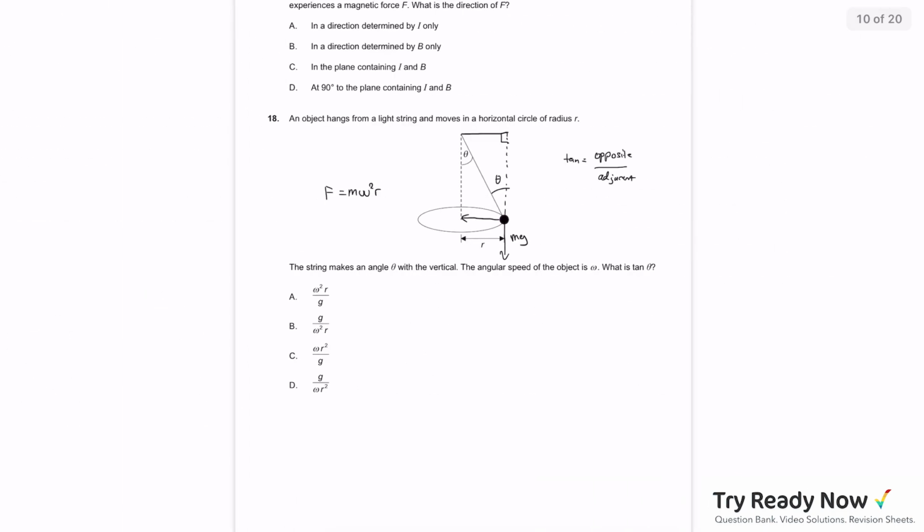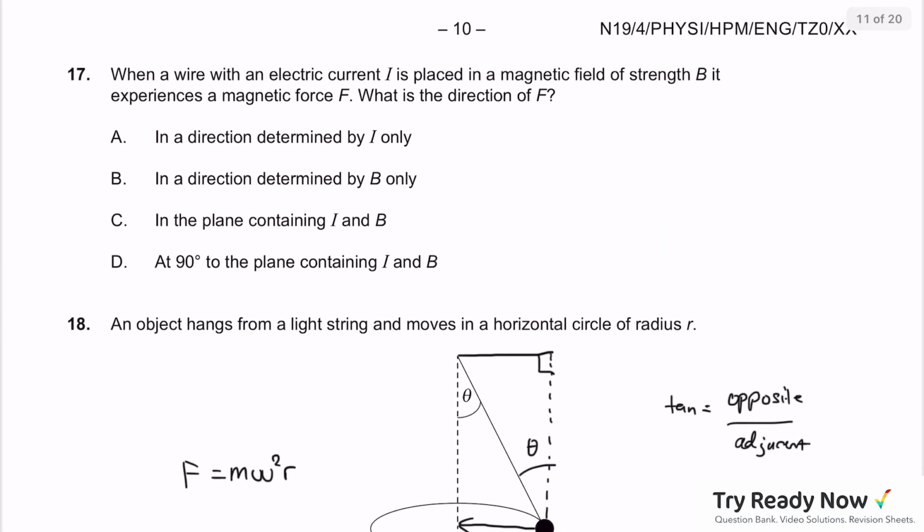Now moving on to question 17. In question 17, we have a wire with an electric current I placed in a magnetic field of strength B, experiencing a magnetic force F. What is the direction of F? For this kind of question, we should already know by heart that the answer is D, that the force will be 90 degrees to the plane containing I and B.